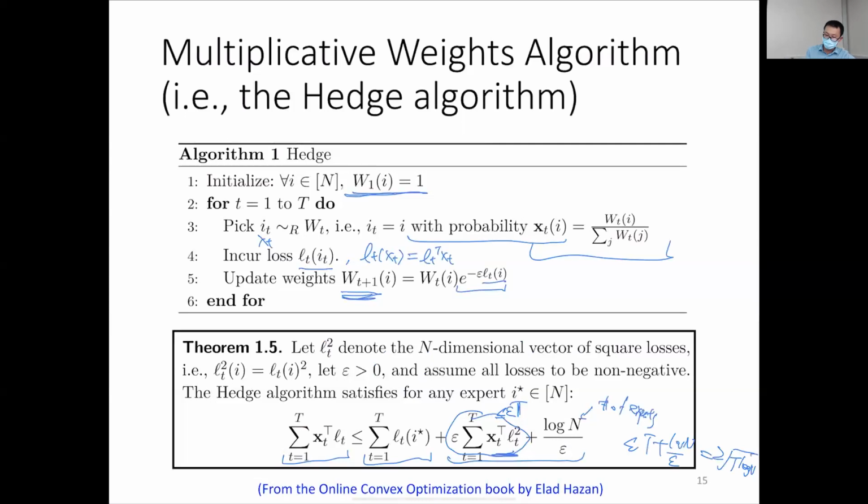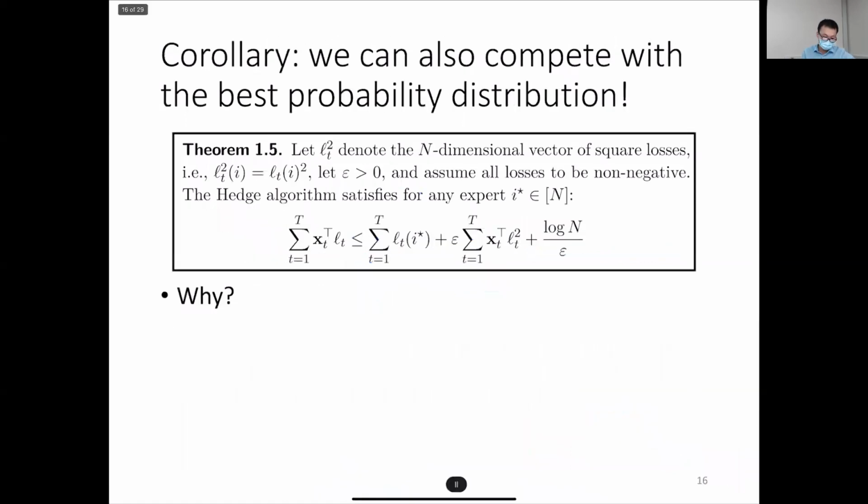So the key takeaway is that this is logarithmically dependent on the number of experts, and it is sublinear in T. Therefore, this is a no regret learning algorithm, and it depends only on the square root of T. Okay, with that in mind, let's move forward.